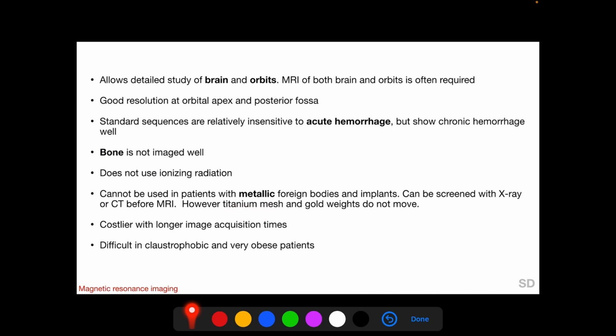Titanium mesh and gold weights do not move in a magnetic field, and so they are not contraindications to magnetic resonance imaging. MRI is costlier with longer image acquisition times, and it is difficult in claustrophobic and very obese patients.